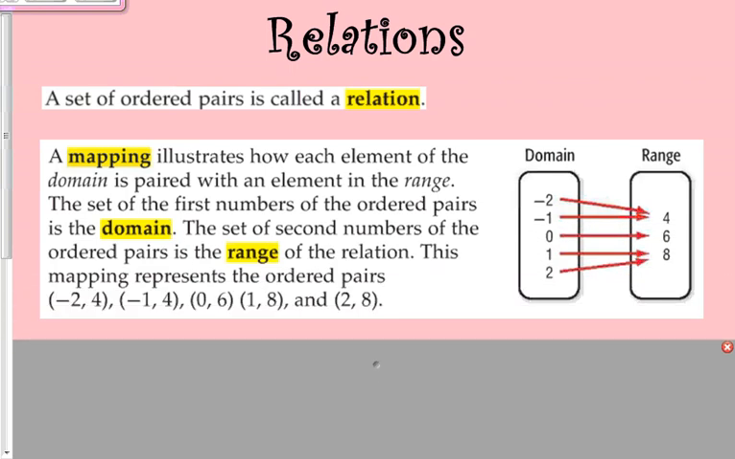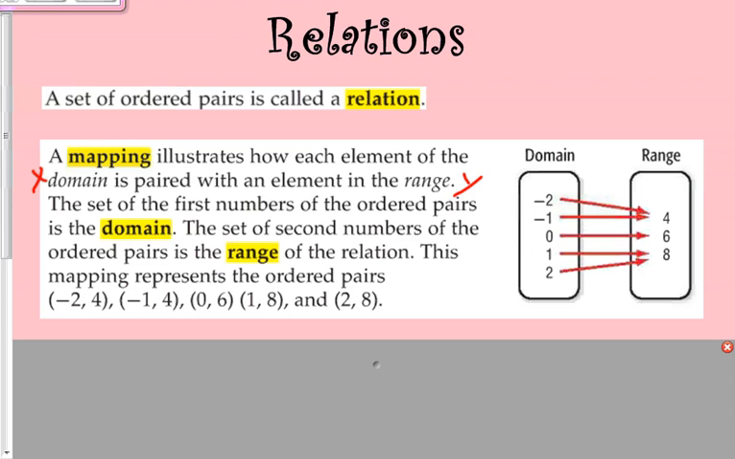And I'm just going to read this. A mapping illustrates how each element of the domain, now your domain is your x values, is paired with an element of the range, which is your y values. The set of the first numbers of the ordered pairs is your domain, again x. The set of the second numbers of the ordered pairs is the range, the y. This mapping represents the ordered pairs.